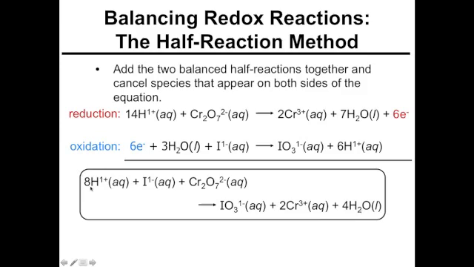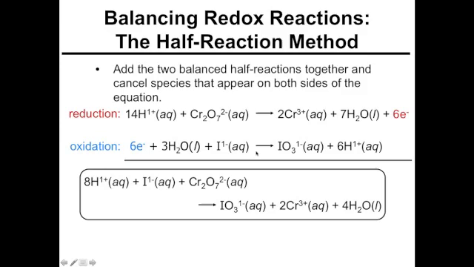My charges should also be balanced. I have 8 plus charges, a -1 charge and a -2, so 8 minus 1 is 7, minus 2 gives me a total of +5 on my reactant side. On my product side, I have a -1, a +3, but I have 2 of those, so a total of +6, -1, and the oxygen is 0, so my net charge on the product side is also +5. So this reaction, I know I've gotten it correct because my charges are balanced and my masses are balanced.